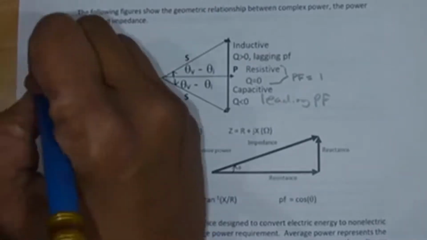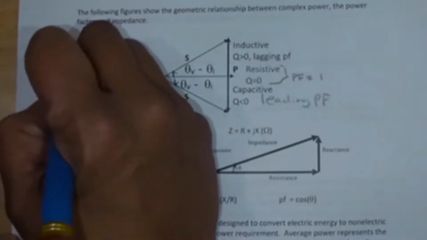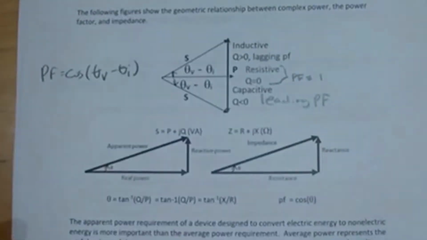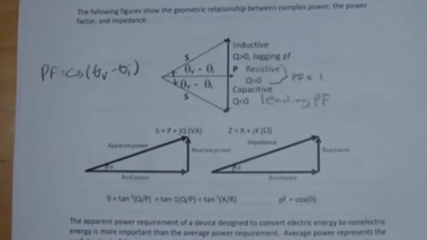Remember what power factor was. Power factor was the cosine of theta V minus theta I. So if Q is 0, the power factor is 1 because cosine of 0 is 1. Okay, questions?